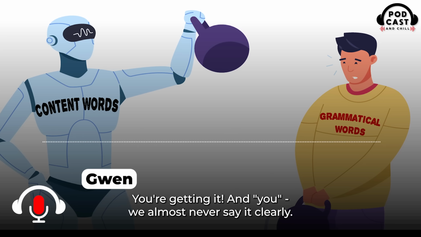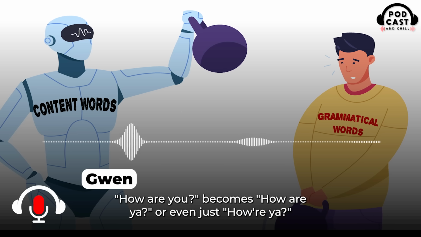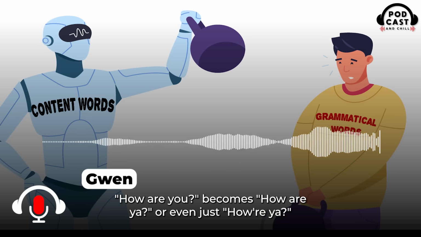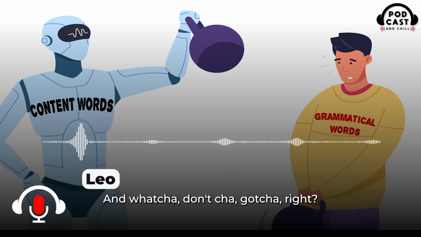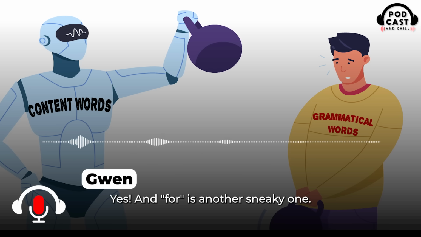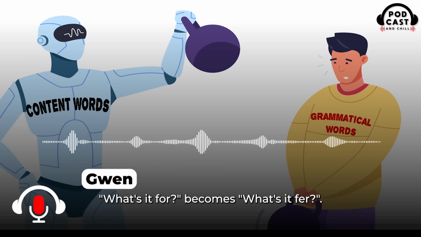You're getting it. And we almost never say "you" clearly. "How are you?" becomes "how are ya?" Or even just "how are ya?" And "what you" becomes "whatcha," "got you" becomes "gotcha," right? Yes. And "for" is another sneaky one. "What's it for?" becomes "what's it fer?"